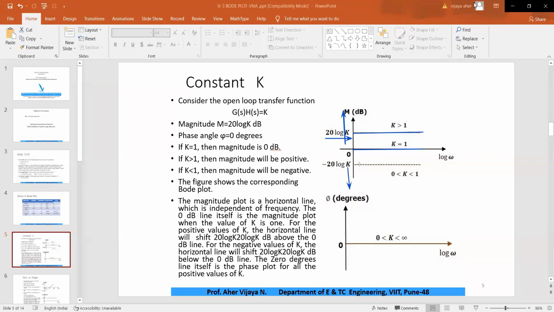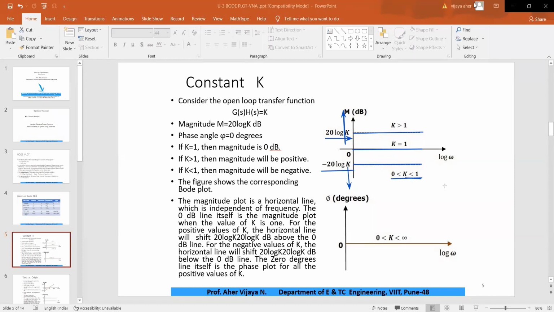Now when K is less than 1 or varying between 0 to 1, less than 1 means what? Greater than 0 and less than 1. So at that time I got magnitude is equal to negative value, negative dB. Okay. So I have drawn this line. Now this is the line for K is less than 1 or K is varying between 0 to 1, right? At that time, what is magnitude? Magnitude is nothing but minus 20 log of K. Got my point?